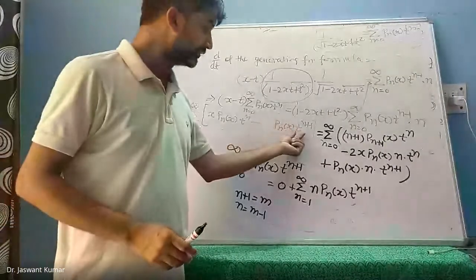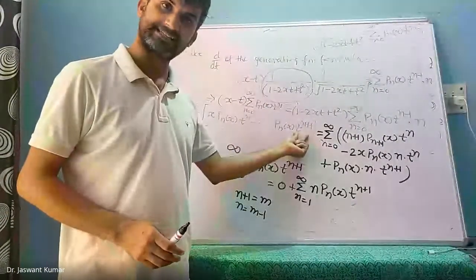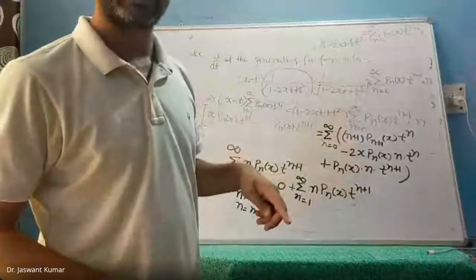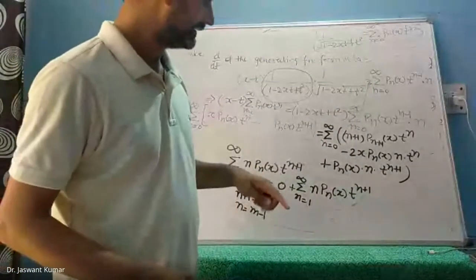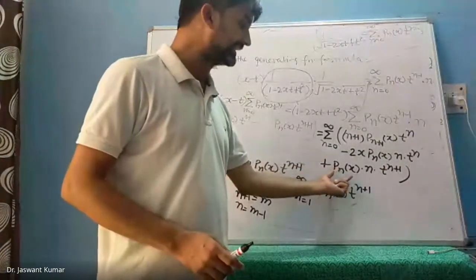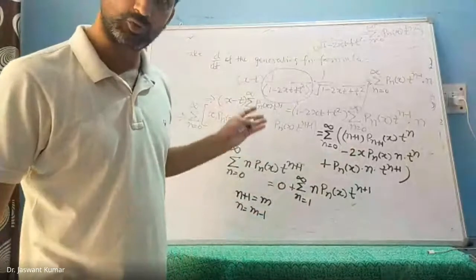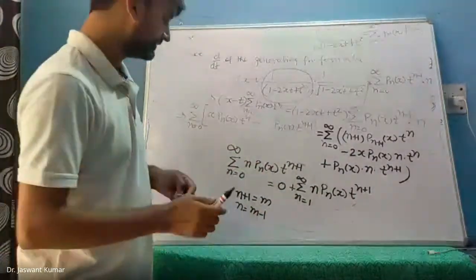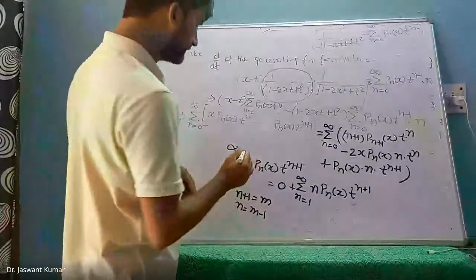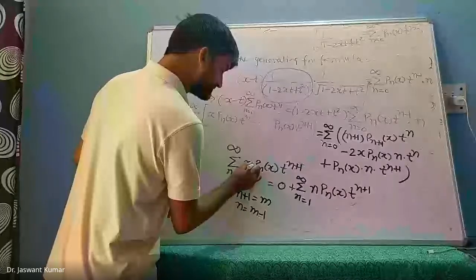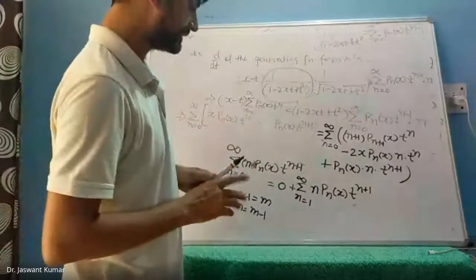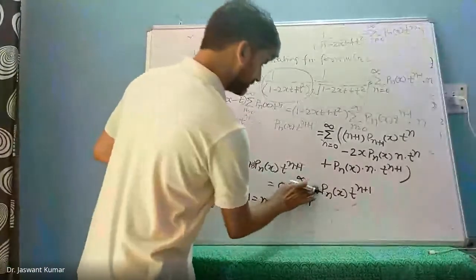So look, one t to the power n plus 1 term is on the left hand side and one t to the power n plus 1 term is on the right hand side. One has the coefficient pn x, the other has the coefficient pn x into n. Combine those two terms so that overall, the t to the power n plus 1 summation that you will get will be n plus 1 multiplied with pn x times t to the power n plus 1.